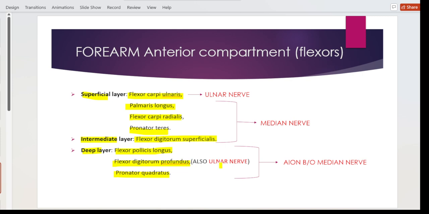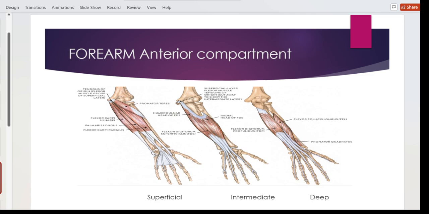Okay. So ulnaris, we all know, ulnar nerve. Rest all the muscles are median nerve, and the deep layer muscles, that is pollicis longus, pronator quadratus, and FDP, are all supplied by anterior interosseous nerve, which is a branch of median nerve only. Okay, nerve supply clear. Now let's identify the muscles of the forearm anterior compartment.